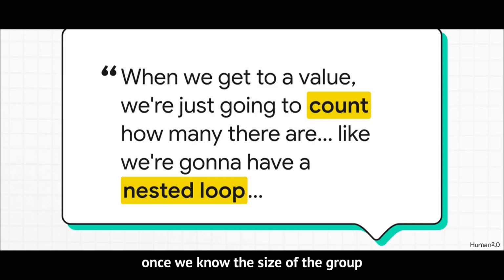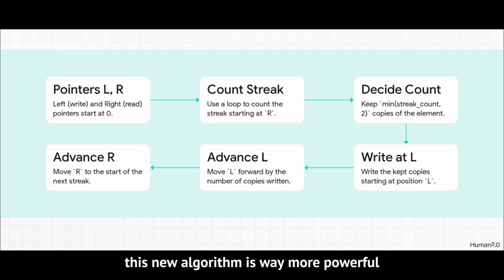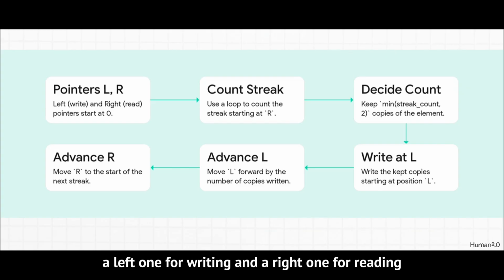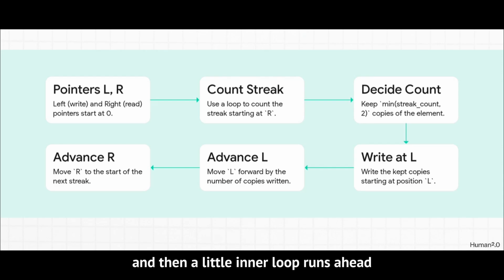Once we know the size of the group, we can make a much smarter decision. This new algorithm is way more powerful. We use 2 pointers, a left one for writing and a right one for reading. The right pointer finds the start of a streak, and then a little inner loop runs ahead and counts how big that streak is. Then, we make our decision.